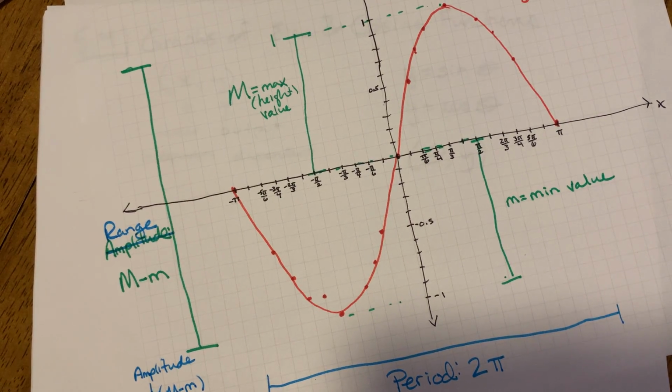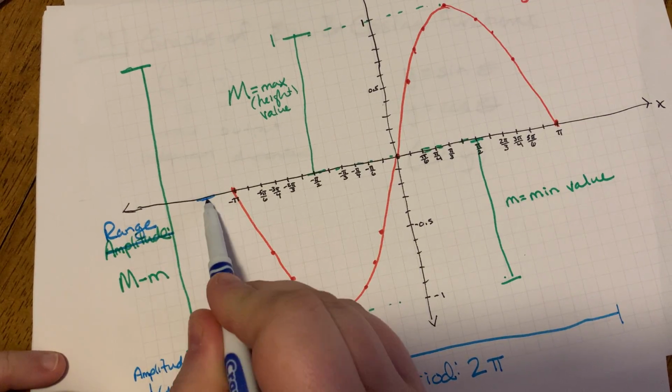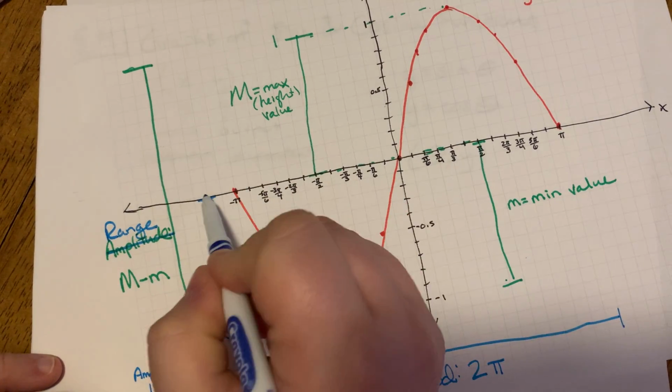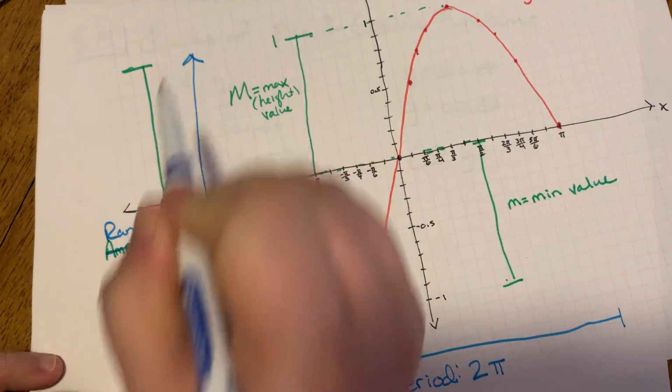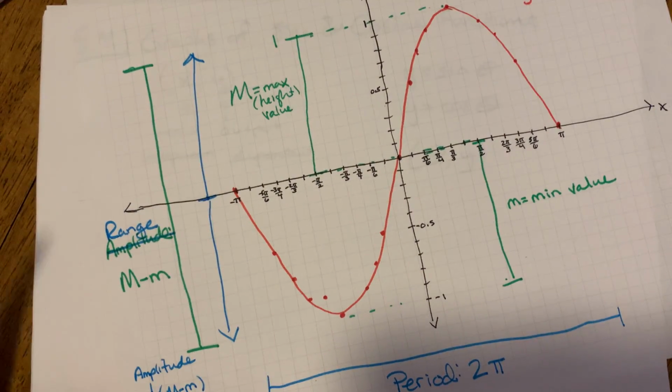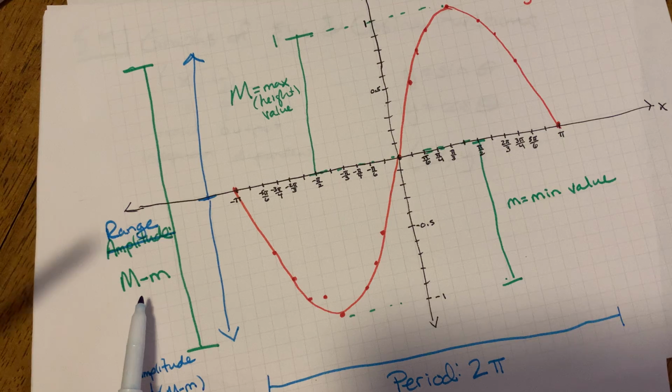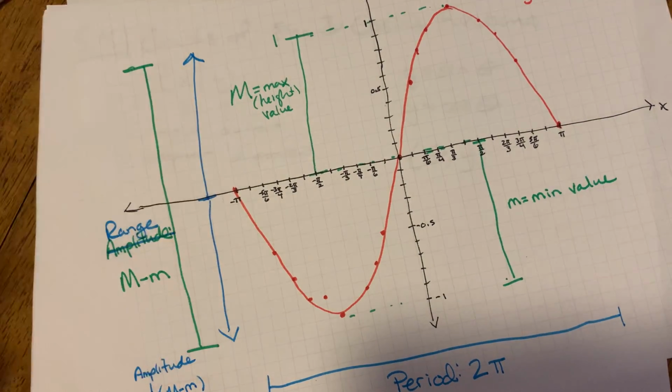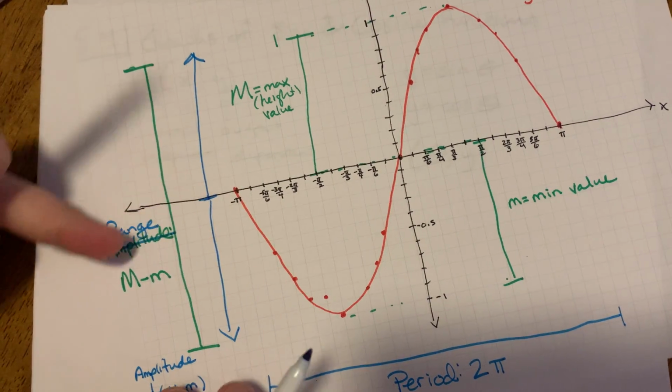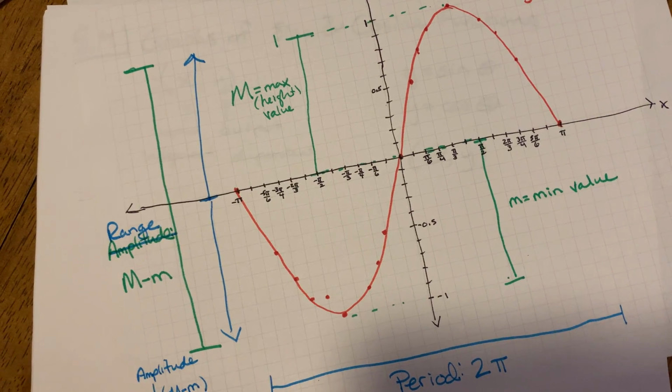And so what does that look like on this picture? Well, that's the distance from here down, or from here up. And so capital M minus little m by itself just gives us our total range, but half of that distance is the definition of amplitude.